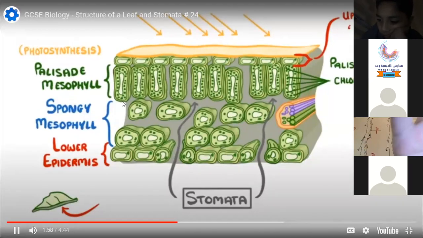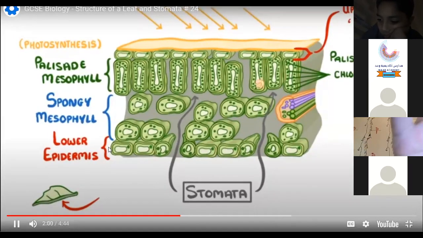And once photosynthesis has finally produced the sugar molecules, they're carried to the rest of the plant by these green tubes here, which we call the phloem.